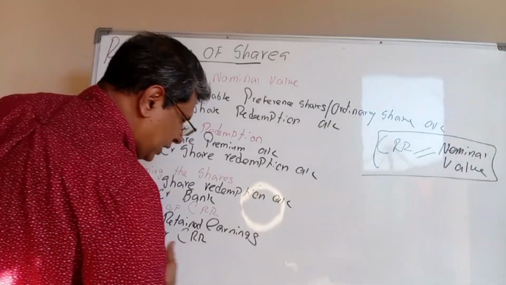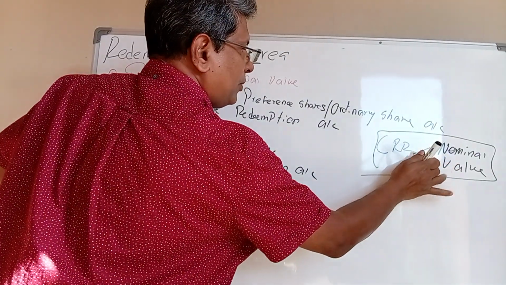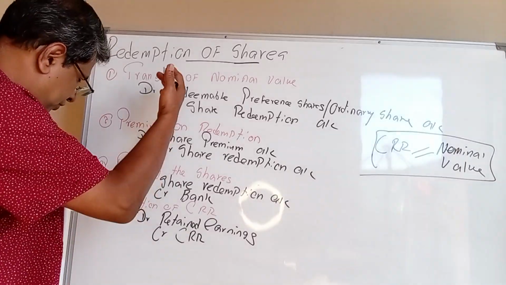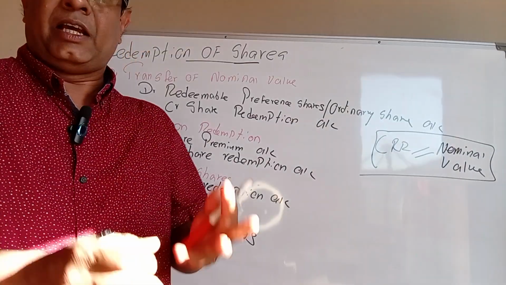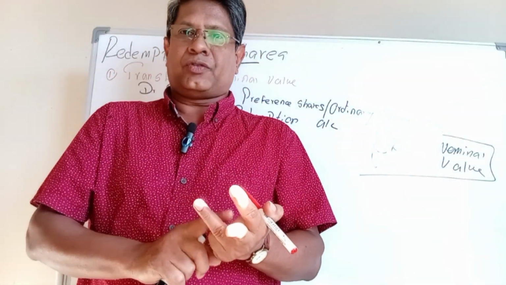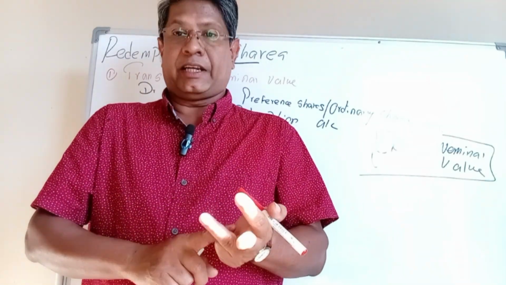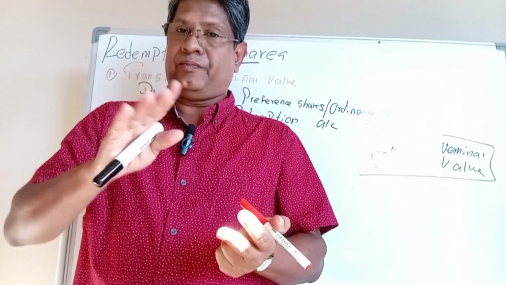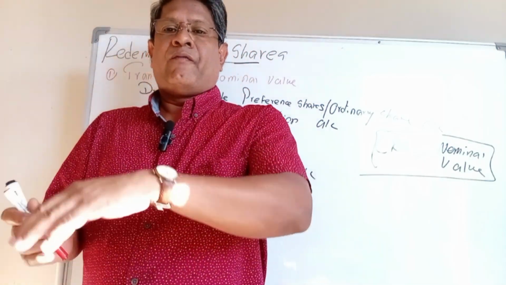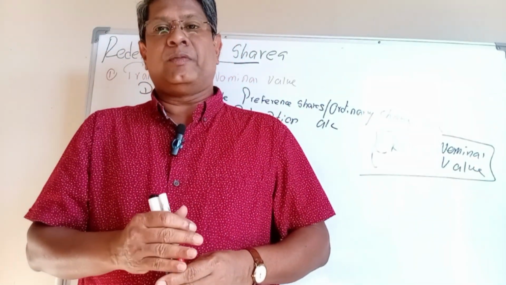How? I'm going to debit my retained earnings for an amount equal to the nominal value, and I'm going to create the CRR. Four simple journal entries explain. Nominal value transferred: you debit your redeemable preference shares or your redeemable ordinary shares, you credit your share redemption. Premium on redemption, take it out of the premium. Share premium is always credit with the balance. When you remove it, your share premium has to be debit. Your share redemption is going to be credit.